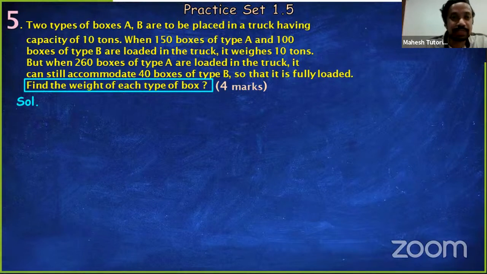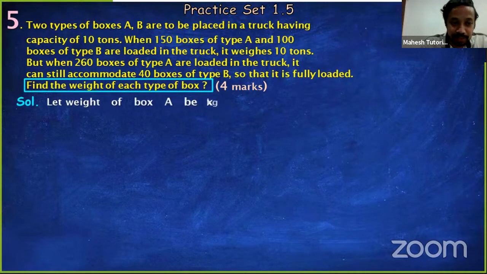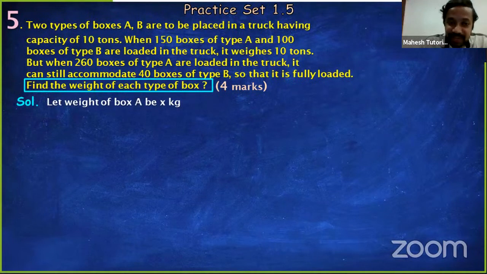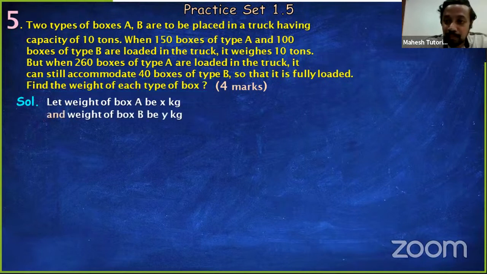So in that case, students, we'll assume one of them as x and the other one as y. So the first assumption statement would be: let the weight of one box of type A be x kg. That means the weight of one box of type A, we are assuming it as x kg, and let the weight of one box of type B be y kg. That means the weight of one box of type B, we are assuming it as y kg.